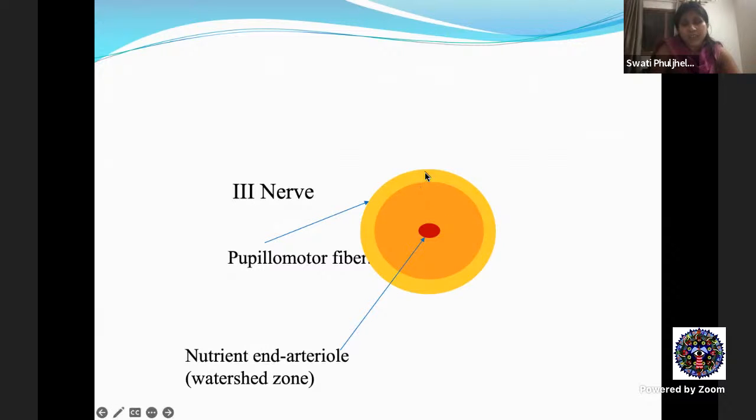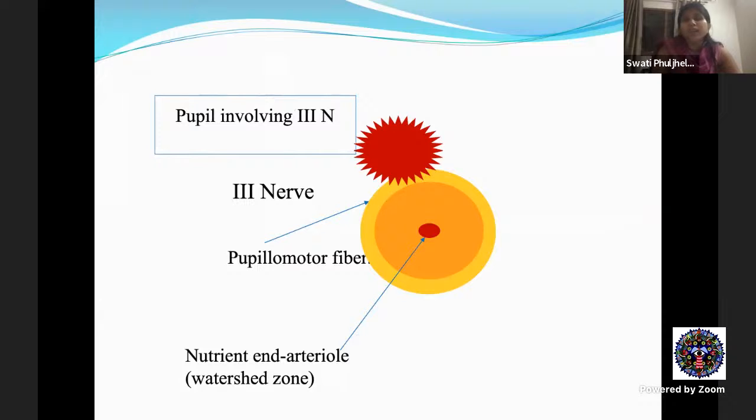If you consider this as a complete third nerve, you have the pupillary motor fibers, which are superficial, followed by the ocular motor fibers, which are inside the pupillary motor fibers. And in the center, there is the vasa nervorum, the vessels which supply the entire nerve. So in case there is any compressive lesion, an extrinsic lesion which compresses the nerve, the chances of the pupillary fibers getting involved are very, very high. So you will get a pupil-involving third nerve palsy.